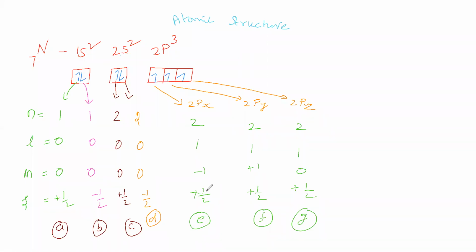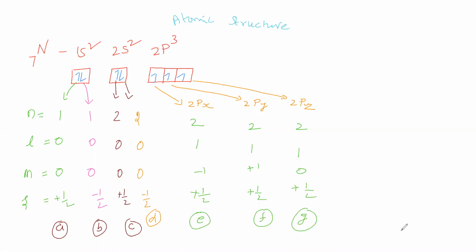Next, we will compare B and F. The principal quantum number is different, azimuthal quantum number is different, magnetic quantum number is different, and spin quantum number is also different. That means all the quantum numbers are different. Now, in this nitrogen electronic configuration, you take any two electrons in which all the 4 quantum numbers are the same. Is there any? No, that is not present.